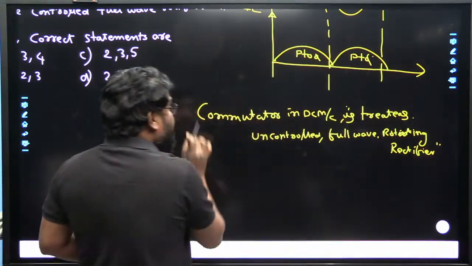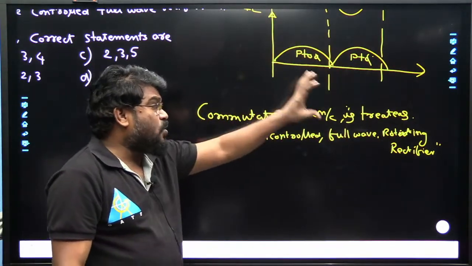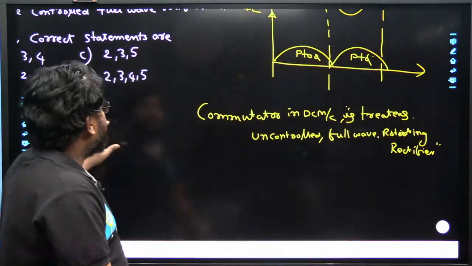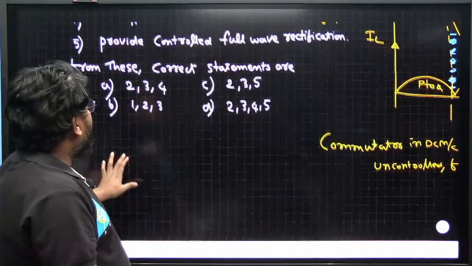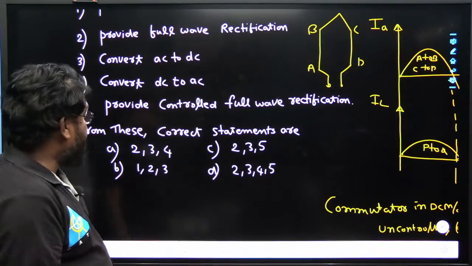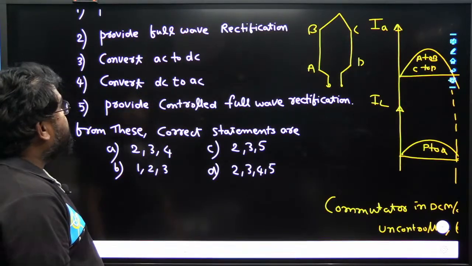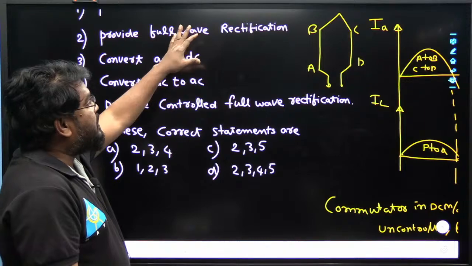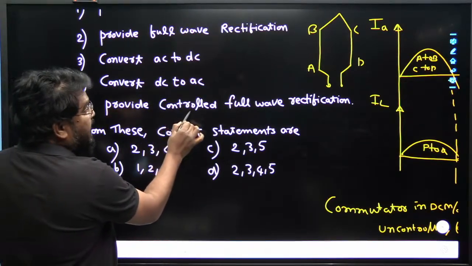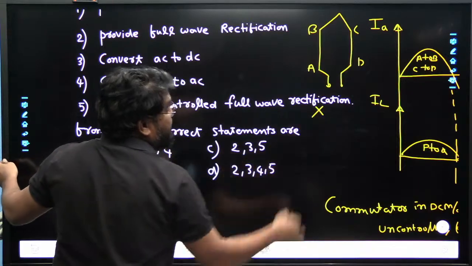So this is an uncontrolled full wave rotating rectifier. That is exactly a function of the current. So now coming to the options here. The first statement is: provide full wave rectification. Okay, full wave rectification here. The next one does not mention whether it is controlled or uncontrolled. The next one, provide controlled full wave rectification, that is not correct.